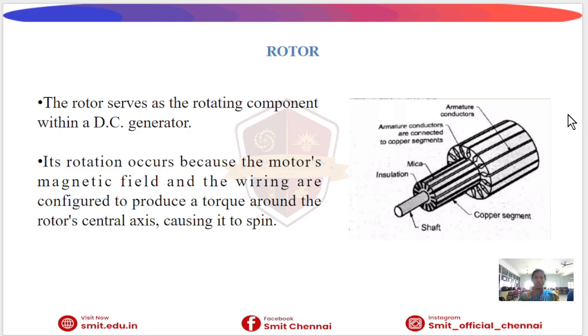Next is the rotor. The rotor is the rotating part of the DC generator. The rotor rotates inside the magnetic field. The interaction between the magnetic field and the current in the conductor produces a torque, which causes rotation. This rotation is necessary for cutting the magnetic flux and generating electricity.